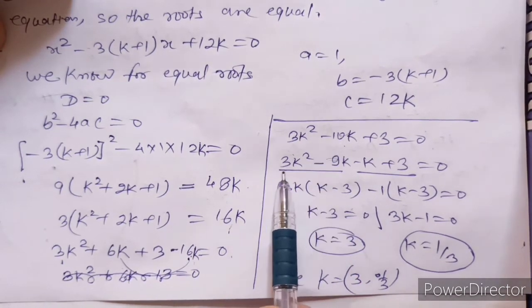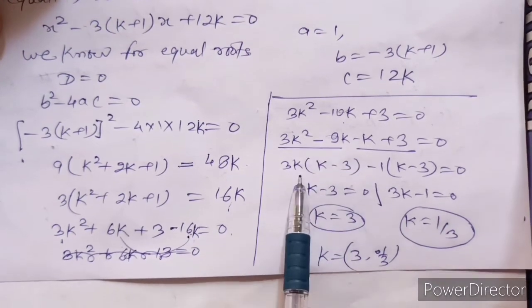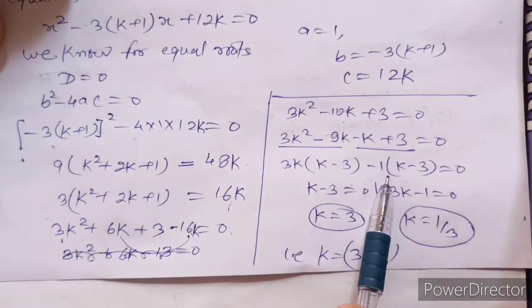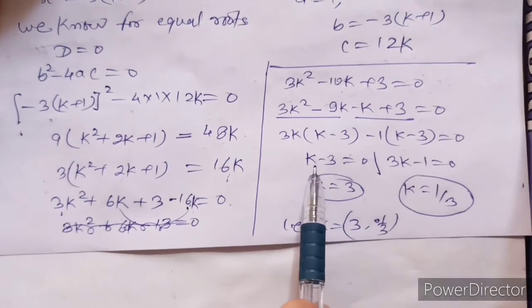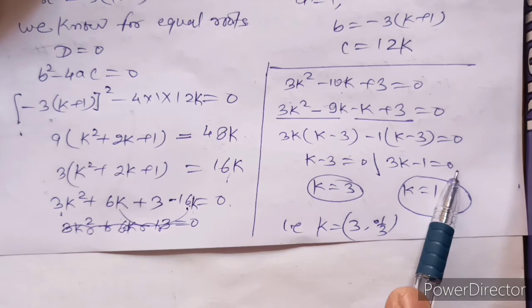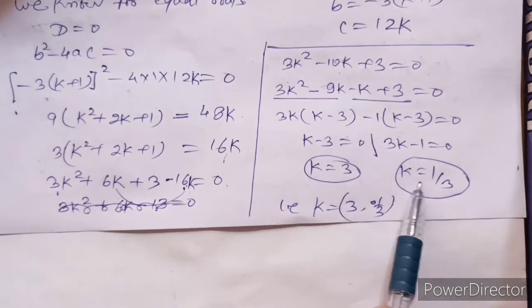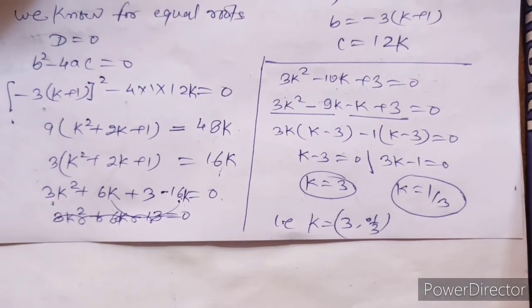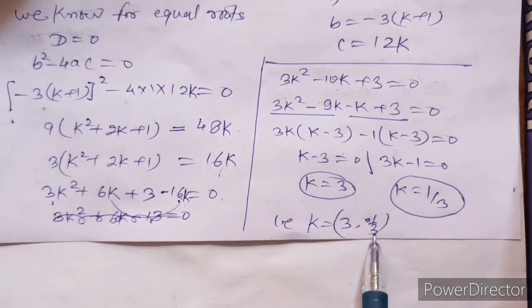So make a pair of two terms and take the common factor 3k minus 1, and make another factor k minus 3 equals 0 and 3k minus 1 equals 0. That means k equals 3 and k equals 1 upon 3. That means the values of k are 3 and 1 upon 3.